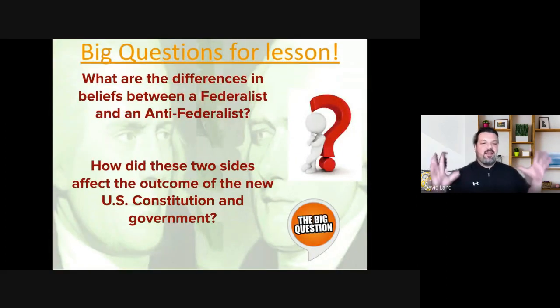Question for the lesson. What are the differences in the beliefs between a Federalist and an Anti-Federalist? These are people. These are men, because this is part of the government lesson. So these are men in government. How did these two sides affect the outcome of the new U.S. Constitution? The Constitution, which we are studying currently, is such an important document because it affects all of our lives and how we live, these men.